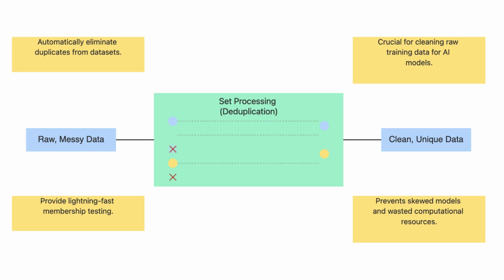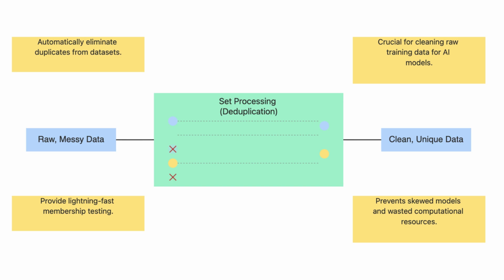Now let's talk about sets, the unsung heroes of data cleanliness, especially in AI. Sets are fundamentally unordered collections of unique elements. Their primary superpower is to automatically eliminate duplicates from datasets. Think about it. In AI, you're constantly dealing with vast amounts of raw data: user feedback logs, sensor readings, text corpora. They're all prone to having redundant entries. Manually sifting through millions of records to find and remove duplicates is not just tedious, it's practically impossible. Sets do this instantly and efficiently.